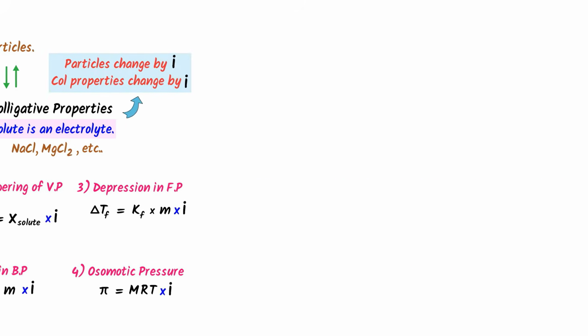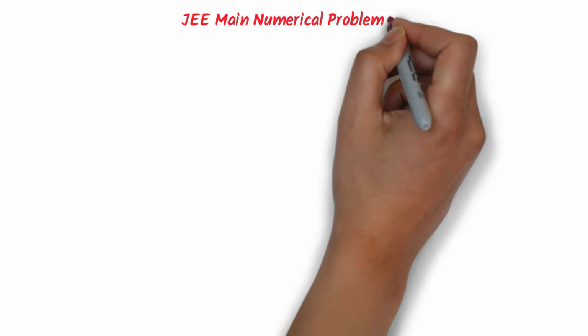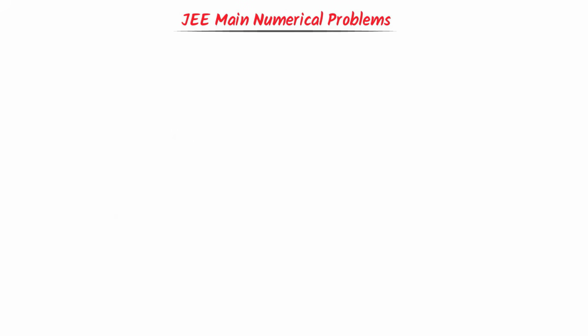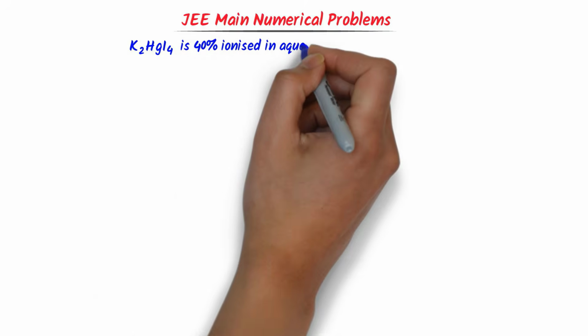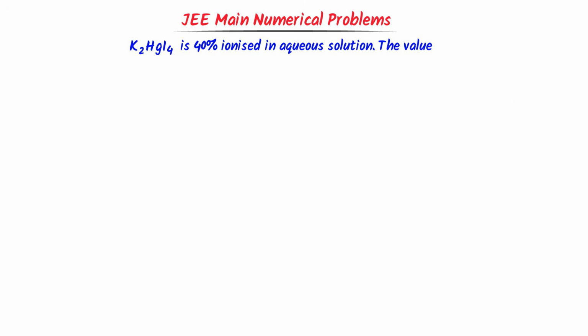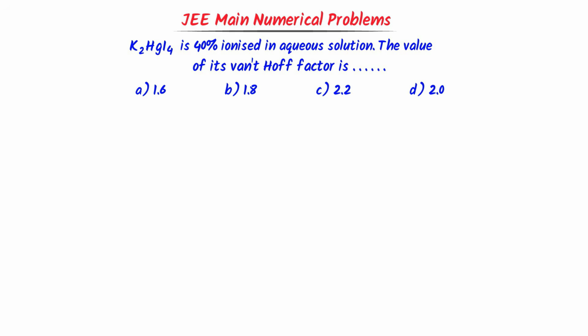Now I will teach you two important JEE Main numerical problems using this simple method. Consider this JEE Main problem. Mercuric potassium iodide is 40% ionized in aqueous solution. The value of its Van't Hoff factor i is dash. Well, we already learned the relationship between i and alpha.